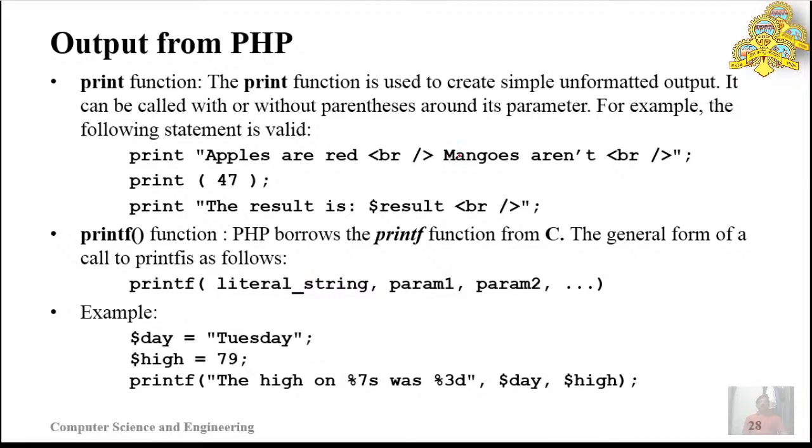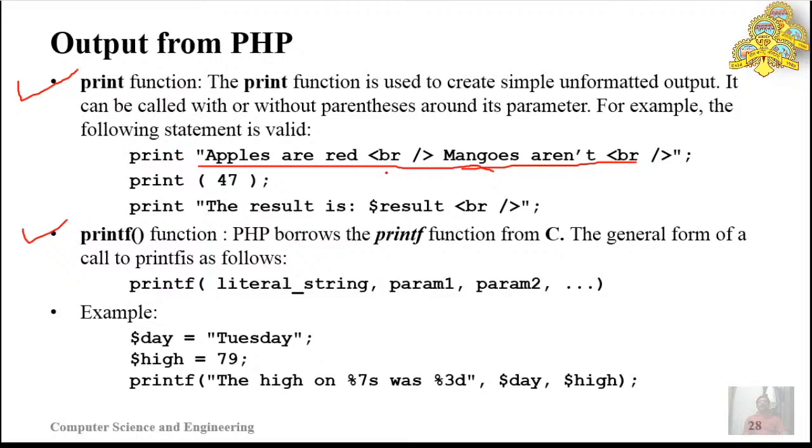Now we'll get output from PHP. For that we have to rely on some functions. Most widely used here are the print function, the printf function, and another one is the echo function. We'll go for the print function. The print function is a simple one, used to create some unformatted output, and it takes only one argument, usually a string, and it need not be enclosed within parentheses, we can give it directly also. Here is one string: apples are red, break tag, and mangoes are not, and again a break tag.